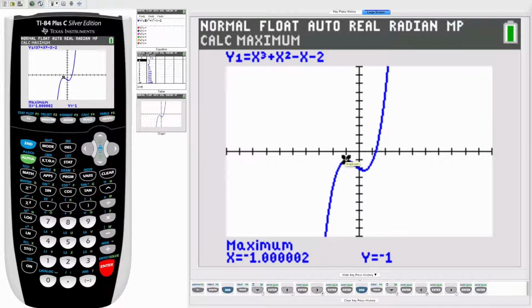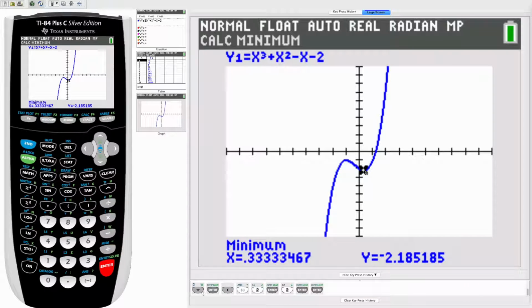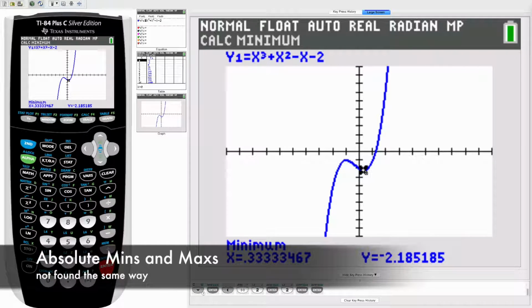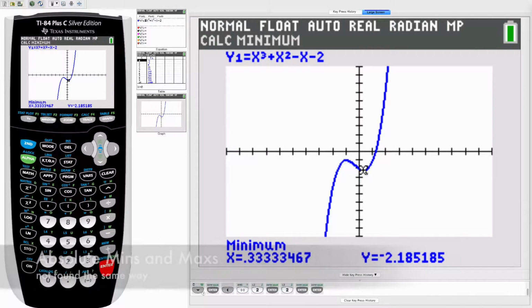Now that is for relative mins and maxes. It's really important to understand that the calculator does not do absolute mins and maxes very well, so you're actually better off just looking at the graph for the absolute min and max. So if you were trying to find the absolute min and max between -2 and +2, the absolute max would not be down here because this is lower, so you're going to want to go to the 2 up here, so the absolute max would be whatever this value is at 2.